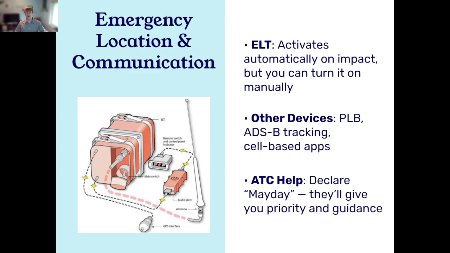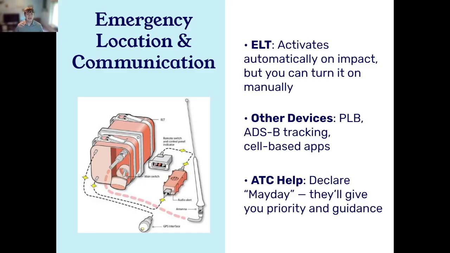Awesome. Now let's talk about your emergency location and communication, right? So what you're looking at here is an image of an ELT. Now, what is an ELT? That's an emergency location transmitter. Now, it activates automatically on impact, but if we have an actual engine failure, we're going to swap it to the on switch. Now, some other devices that we have is a personal locator beacon, or ADS-B tracking, or a cell-based app, of course. Any of those could help emergency services locate us once we are on the ground.